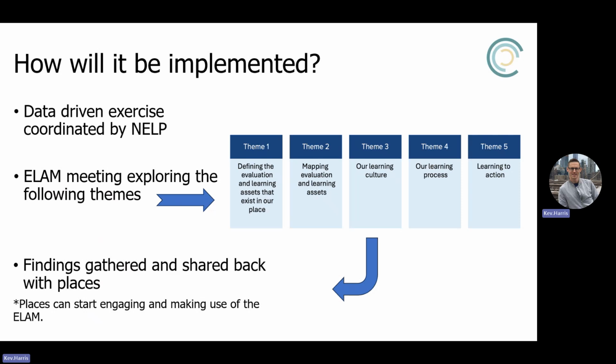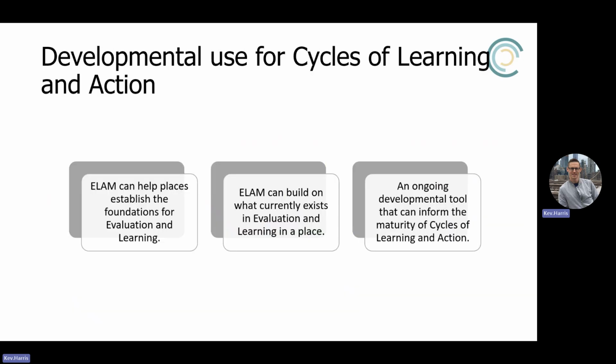So this is very much, which is linked to the final point here, a developmental opportunity for places to engage with cycles of learning and action and really think about how this evaluation, learning and asset mapping exercise can help them establish the foundations for evaluation and learning, but start to build on what exists in place, and then also use it as a developmental tool to actually inform the maturity of their cycles of learning and action.